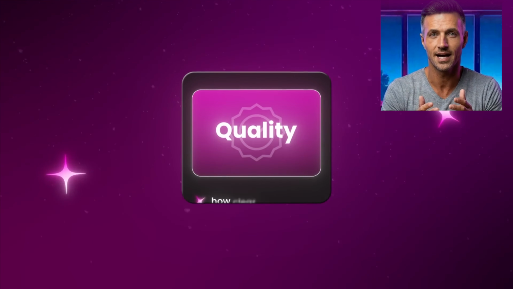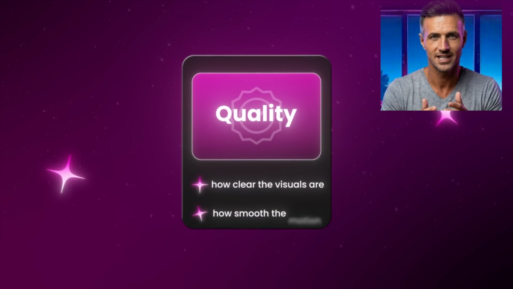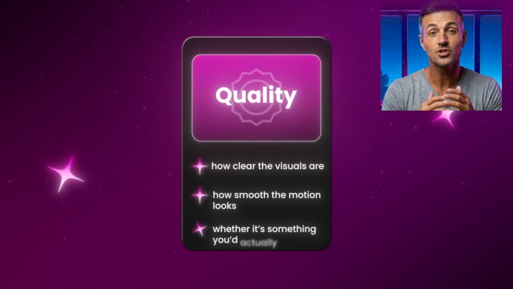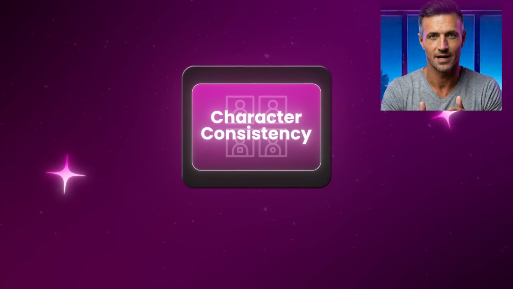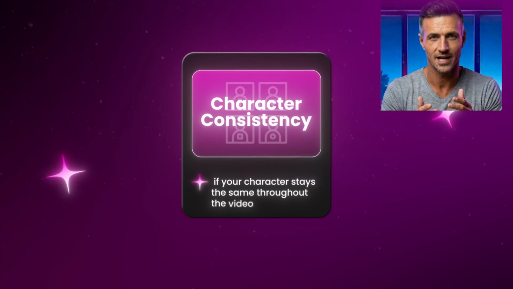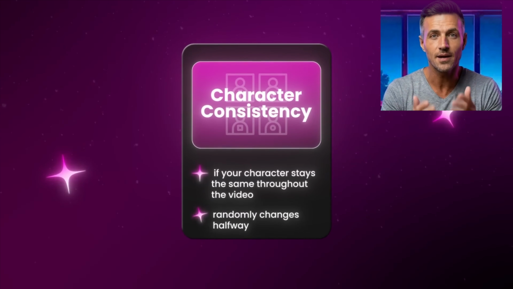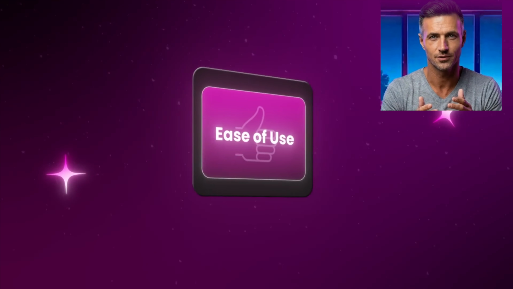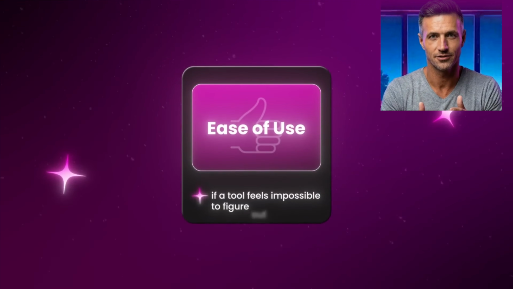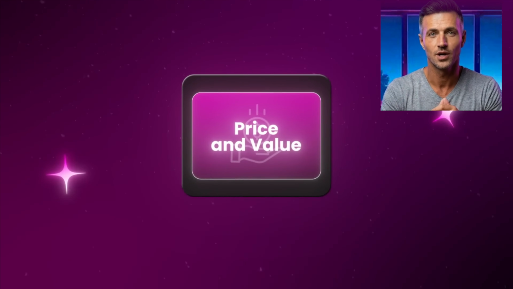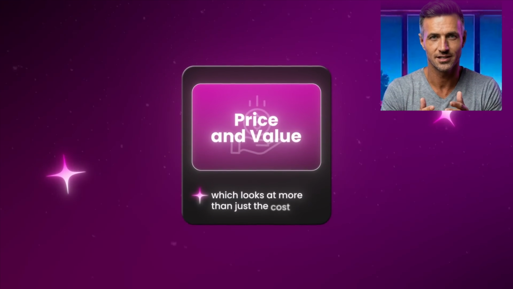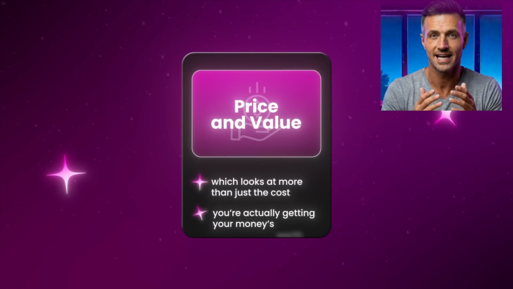First is quality, because if your music video doesn't look good, nothing else really matters. This covers how clear the visuals are, how smooth the motion looks, and whether it's something you'd actually want to post. Next is character consistency, which means seeing if your character stays the same throughout the video or randomly changes halfway through. Then there's ease of use, because if a tool feels impossible to figure out, it's just not worth it. And finally, price and value, which looks at more than just the cost. The question is whether you're actually getting your money's worth. Let's see which tool comes out on top.